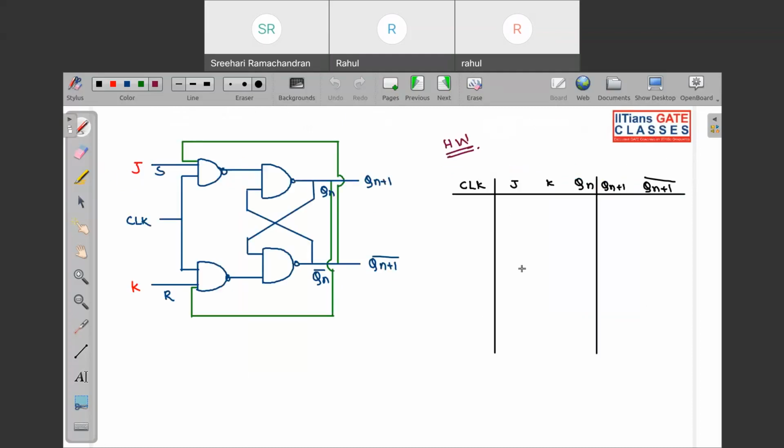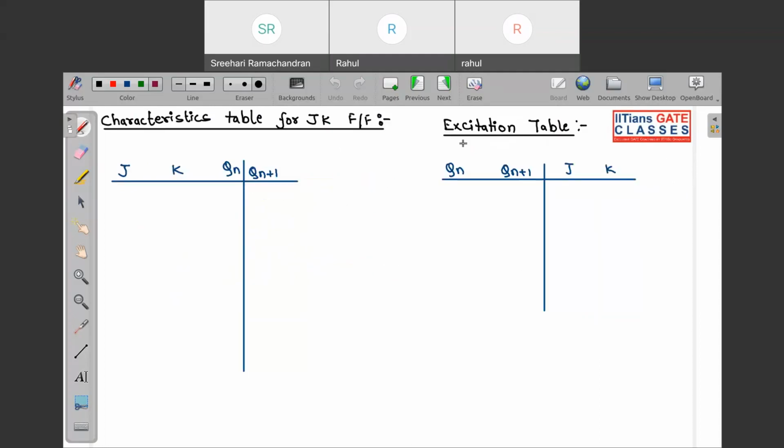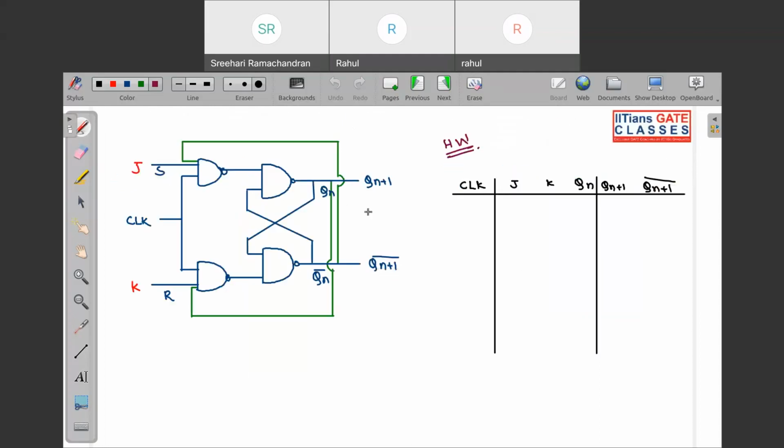Same thing if you do. I want you to write the characteristics and excitation table, or simply take a screenshot of this and fill the truth table of this JK flip flop using your NAND latch.